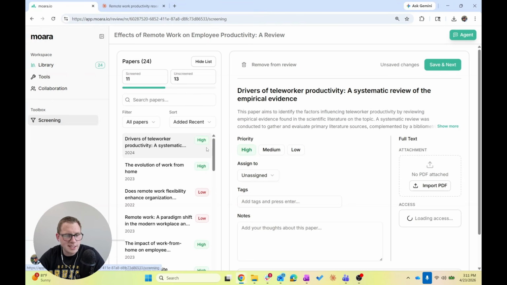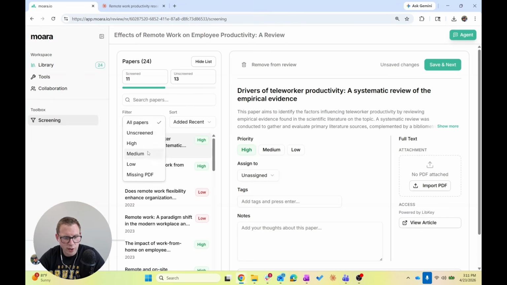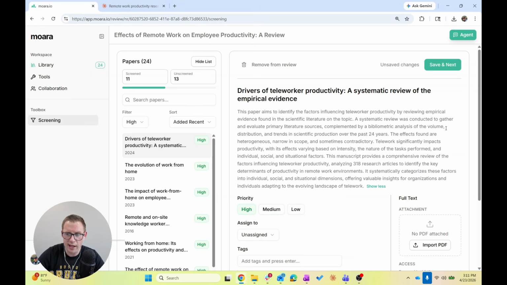So all that said, let's move back to screening. We're going to filter for high priority. And then I will once again reiterate what we're trying to do is establish patterns. Those patterns are very likely to align with the ones we came up with in our Claude summary. So let's establish patterns. There are different ways to do this. I'll reiterate, you can do this in enrichments. You can ask questions in the agent.